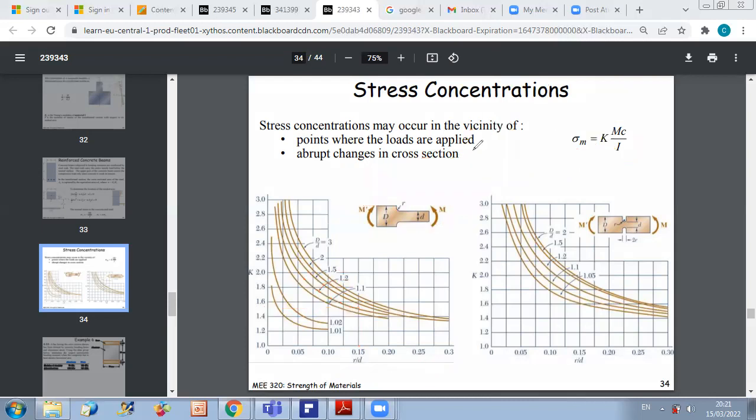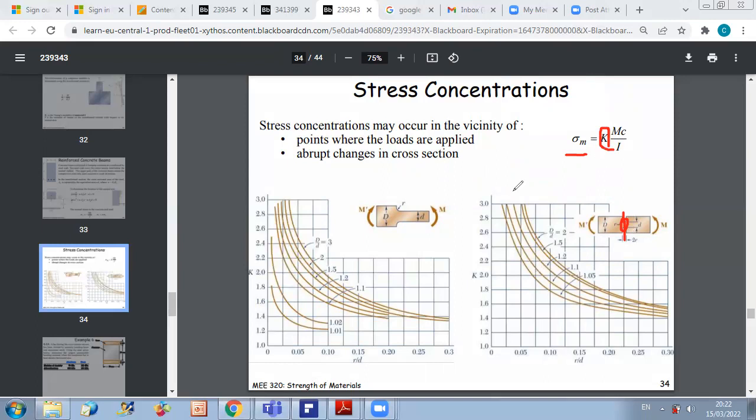Now, of course, if I change the geometry, I need to use another chart. If I have, for example, this geometry here, which is different from this one, then I also have a critical region, which is here. I have first a sudden contraction and a sudden expansion. So this zone will of course be the most critical one. First I conduct my analysis on this section, and then the value of stress I get, I multiply by K.